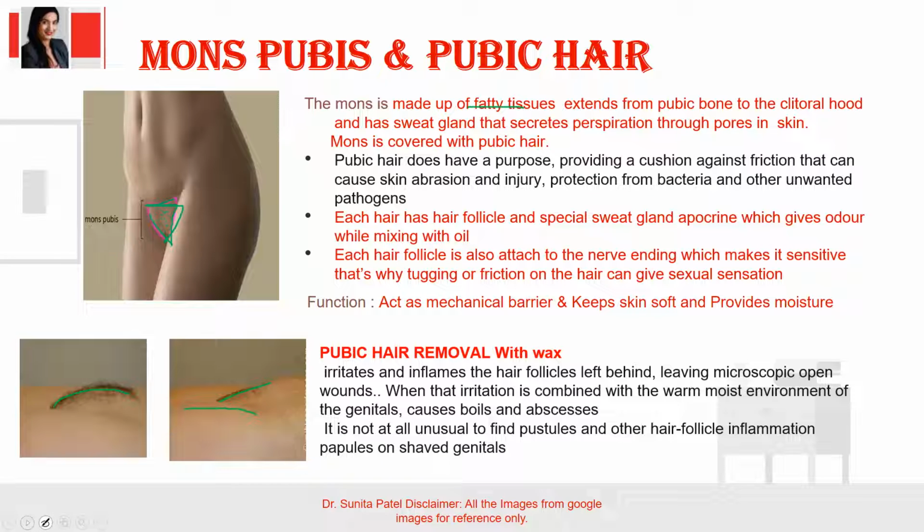Any question, girls? Hello, ma'am. Yeah, hi. I have been wondering about this question. Why is it that I've noticed pubic hair is always thicker than the remaining hair on other parts of the body? What is the reason behind that? The reason behind that is the hormones, actually.